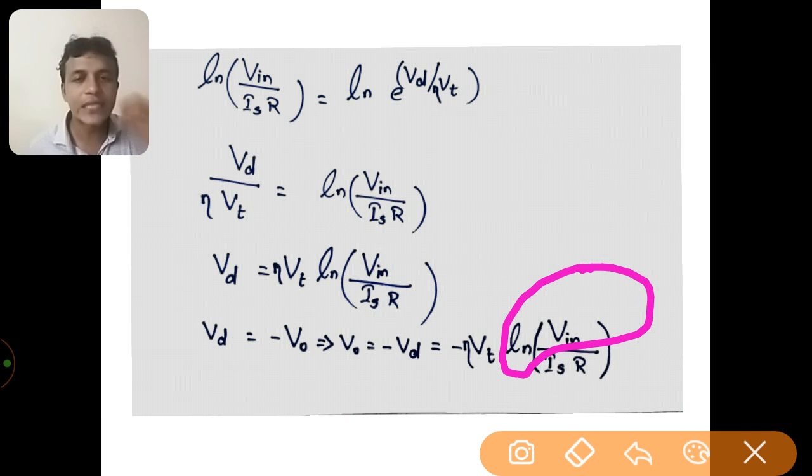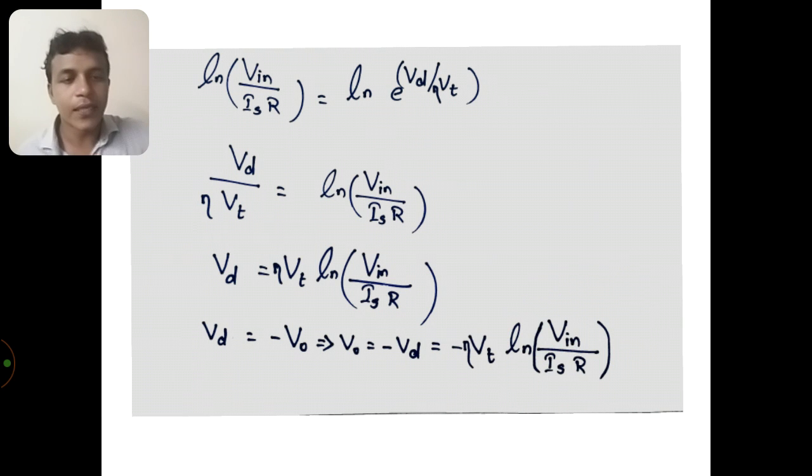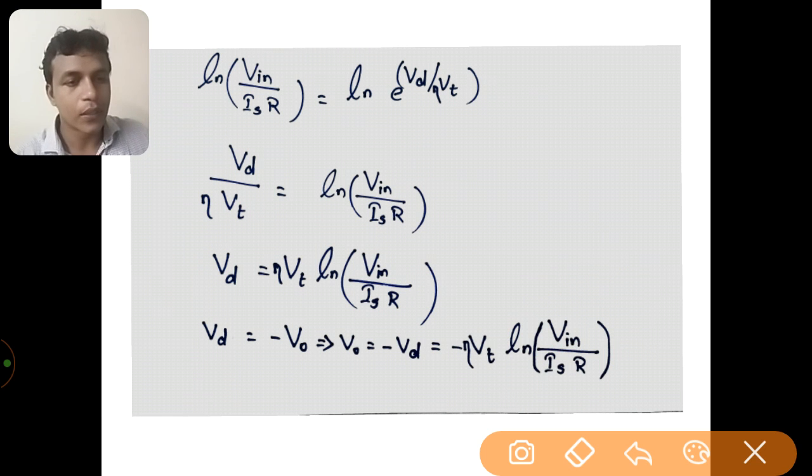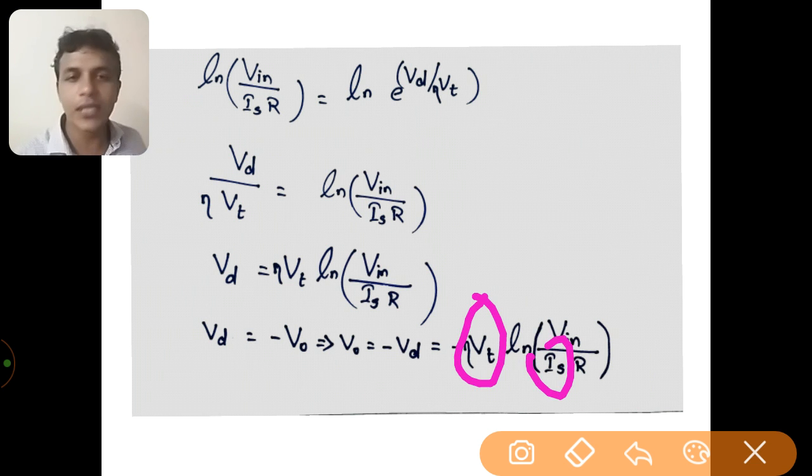Now what are the disadvantages of this circuit? We have to analyze that. Here eta is involved, which is an ideality factor, and there are certain temperature dependent components involved, like the thermal voltage and the saturation current. These are temperature dependent components. We have to eradicate these.